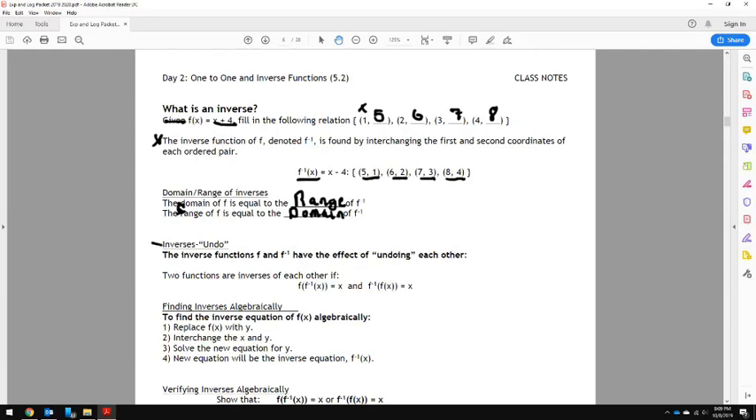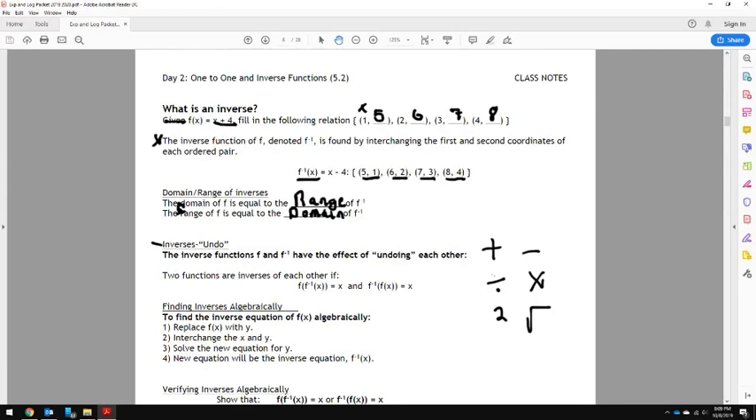And so we get into talking about inverses and how we undo an inverse. The inverse functions of f and f inverse have the effect of undoing each other. So for example, the inverse of plus would be minus, the inverse of dividing would be multiplication, the inverse of squaring something would be square rooting, and so that's kind of undoing something.